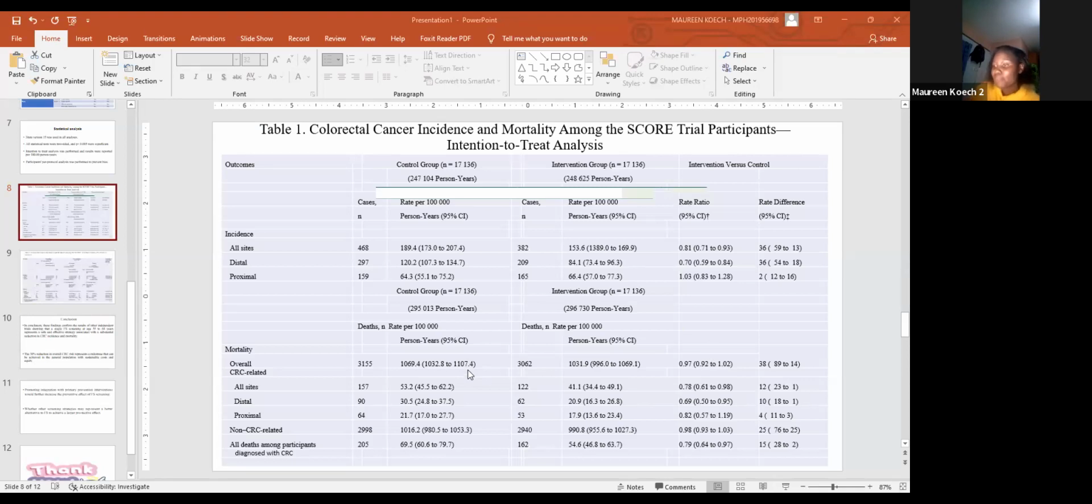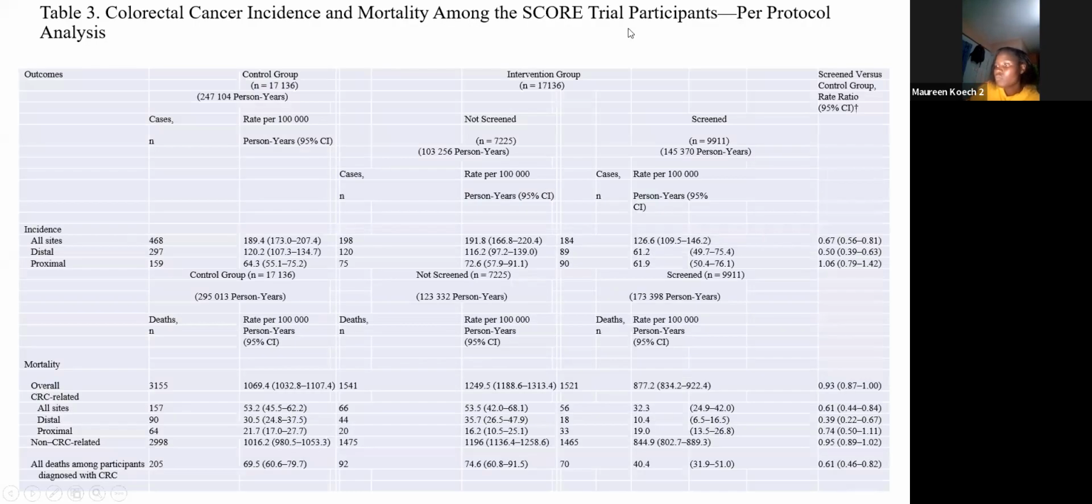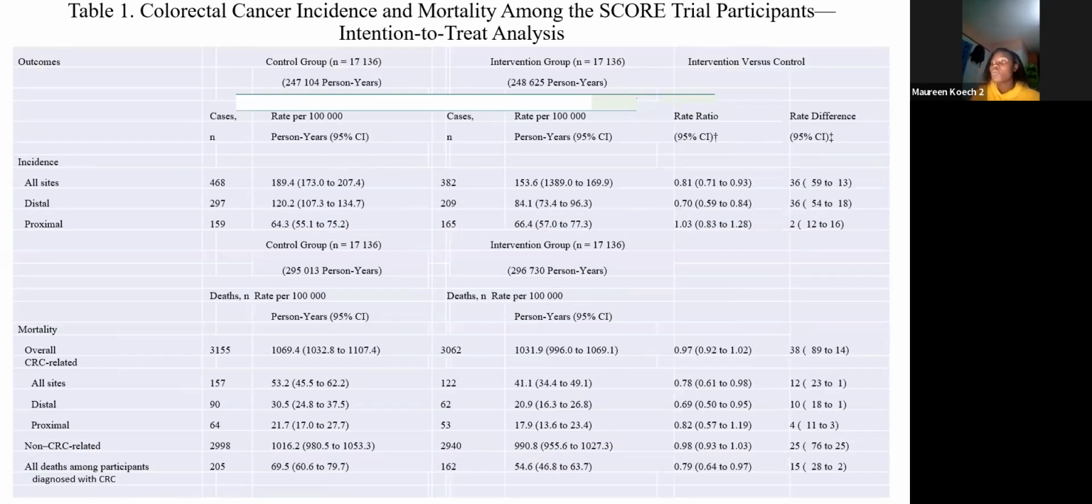Okay, then on mortality, it was found that this screening reduced deaths that could have occurred as a result of this cancer, and that is generally on colorectal cancer by 22%. But going to specifics, for distal colorectal cancer, the occurrence of the disease was reduced by 33%. However, on proximal colorectal cancer, there was no impact that was observed.